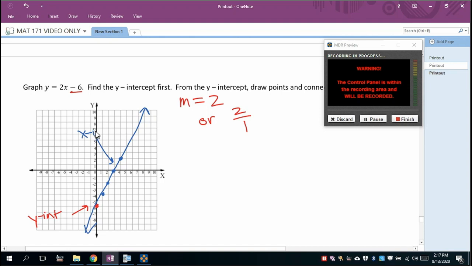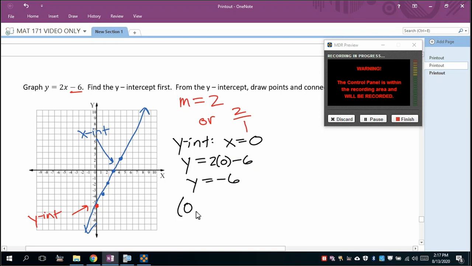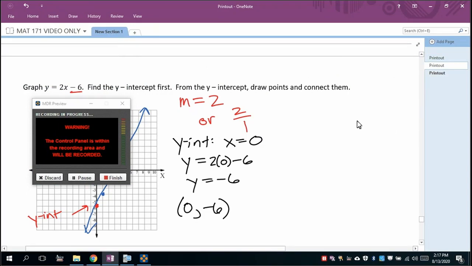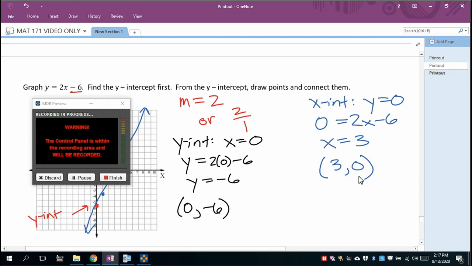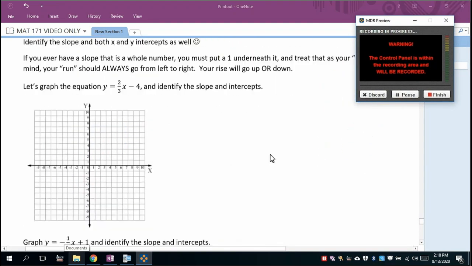Now, what happens here, we have the x-intercept. Now, algebraically, we're going to figure out the y-intercept. Now, the y-intercept is where x is 0. So y will equal 2 times 0 minus 6. Y will equal negative 6 for the y-intercept, or 0, negative 6 as a coordinate pair. Now, for the next one, the x-intercept, that is where y is 0. So, we have 0 equal to 2x minus 6, x will equal 3. So, 3, 0 is going to be the x-intercept. And you can also tell that graphically.